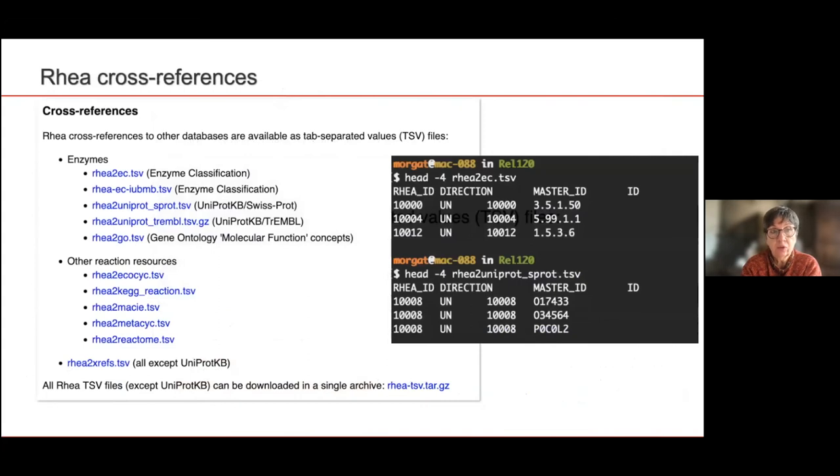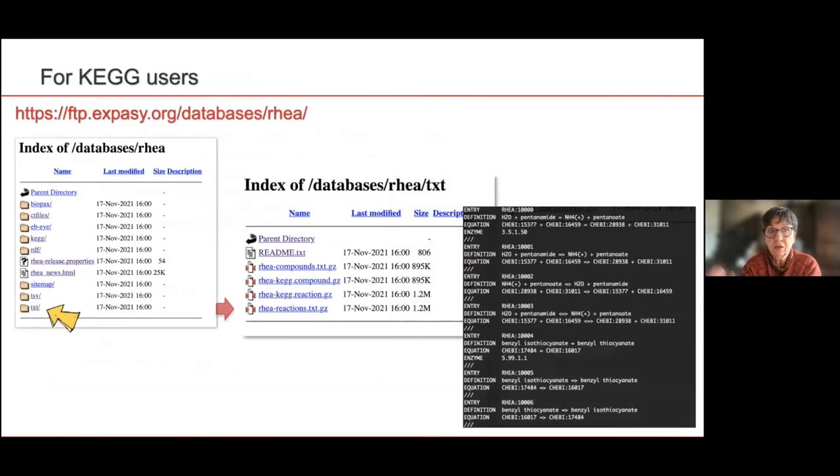We also provide some tab delimited files for the cross references. Here you have two examples: the links between Rhea and EC numbers, and the links between Rhea and UniProt. For the KEGG users, they are not advertised on the download page, but they are available on the FTP site. We provide some distribution and export of our data in the KEGG format. That means that if you have some software to process KEGG data, you can upload Rhea data in this format.